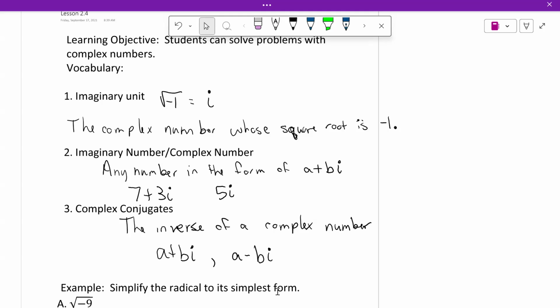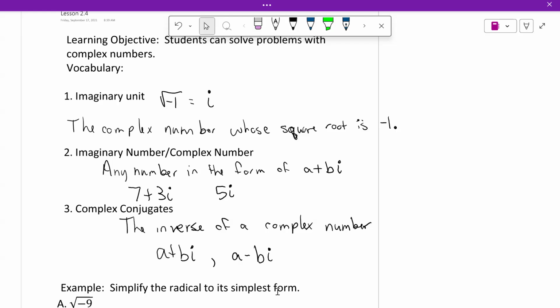Okay? So, an imaginary unit is the square root of -1, which equals i. In the past, you've always been told you can't take the square root of a negative number, which you can't. It's not a real number. It's an imaginary number. But even though it's an imaginary number, we're going to use it in here. Okay? So, an imaginary unit is a complex number whose square root is -1. So, i is our imaginary unit.